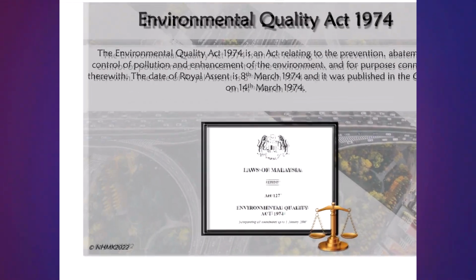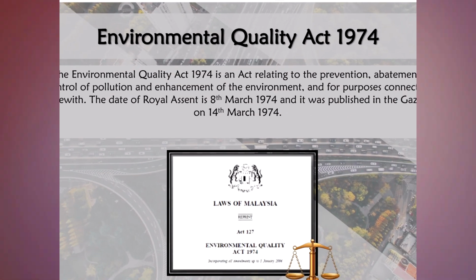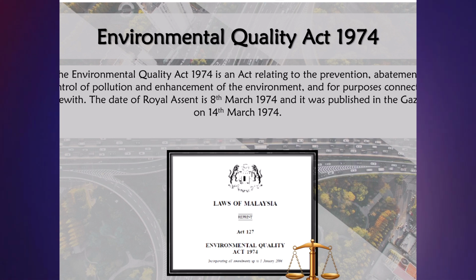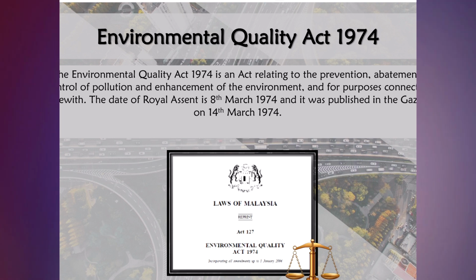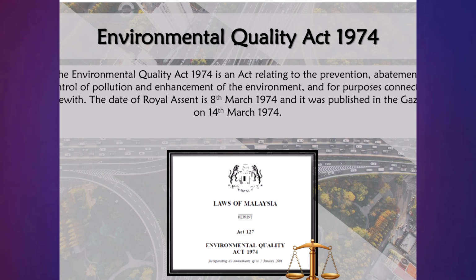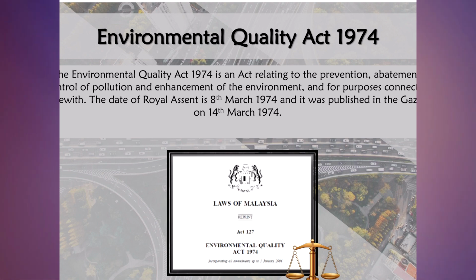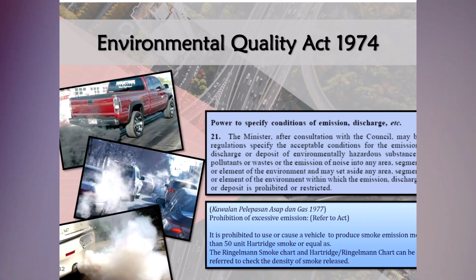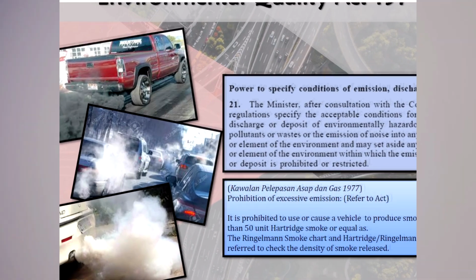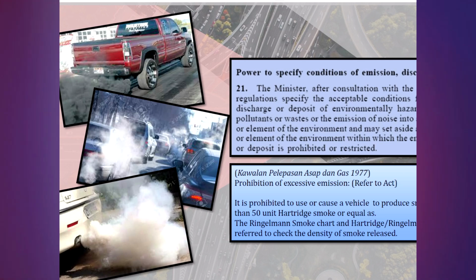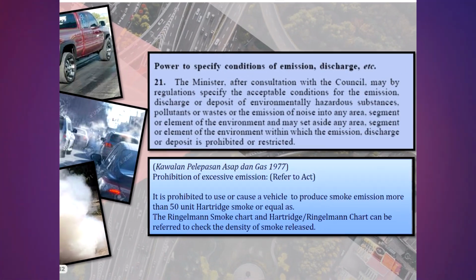So, as for the EQA 1974, it is an act related to the prevention, the abatement, control of pollution, and the enhancement of the environment, and for purposes connected therewith. So, the date of the royal assent is 8 March 1974, and it was gazetted on 14th March 1974. So, why is it important for us to understand Environment Quality Acts? You can see in these pictures. So, every vehicle emits pollution, emits carbon monoxide. So, for the purpose of controlling the emission, we have to refer to this act.